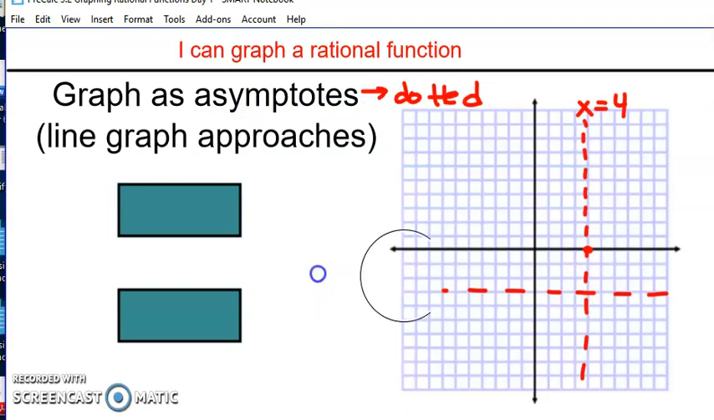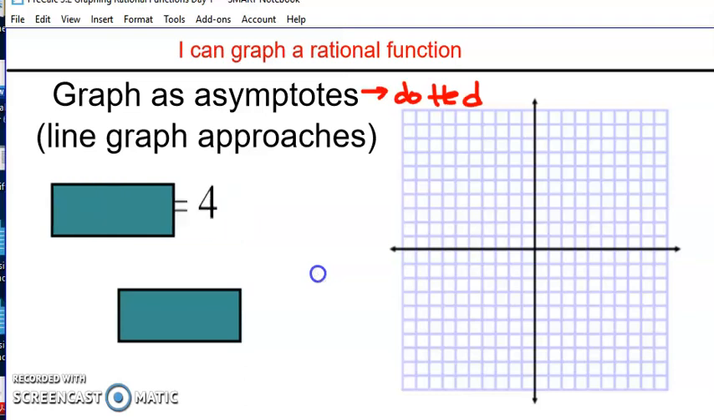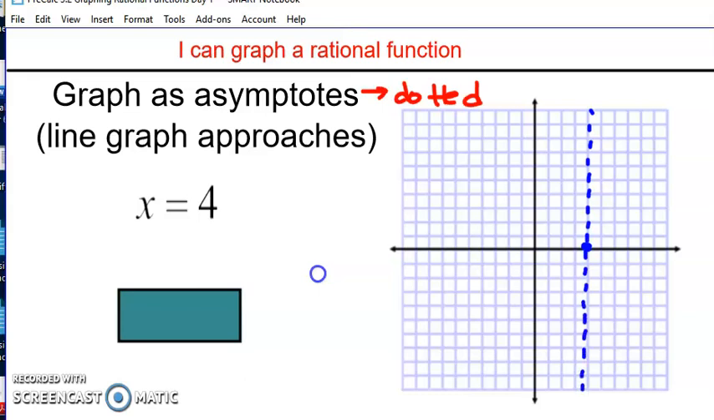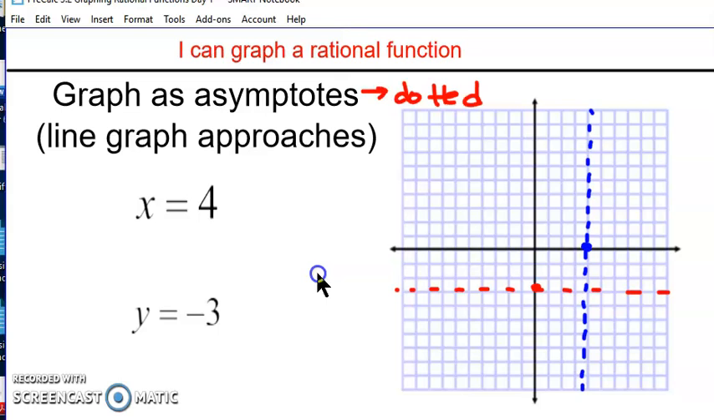So if we're going to talk about graphing rational functions, we have to start out by talking about graphing the asymptotes. The asymptote is just the line the graph approaches, okay? And it's always dotted. So if we were going to graph the line x equals 4, I'm going to mark 4 on the x-axis, and it's just a dotted vertical line at 4. If we had a horizontal asymptote of y equals -3, at -3 on the y-axis, I would just put a dot. Okay, so those are not actually the graphs, they're just the lines that the graph is going to approach.